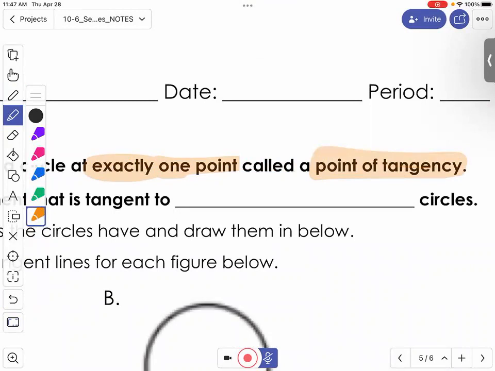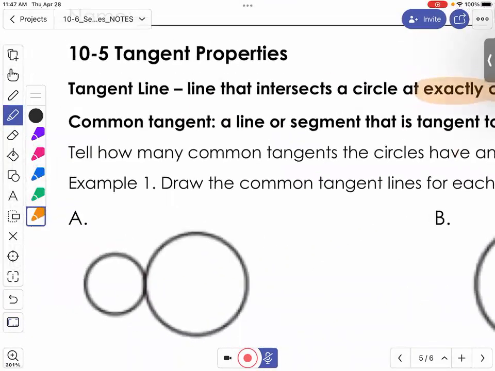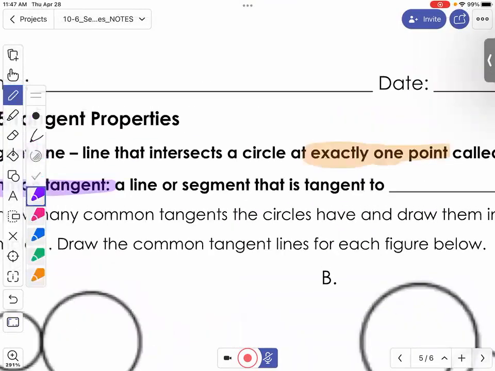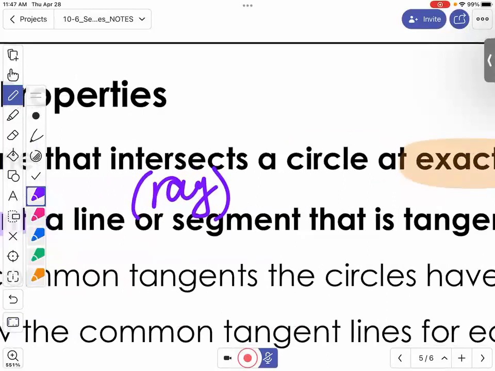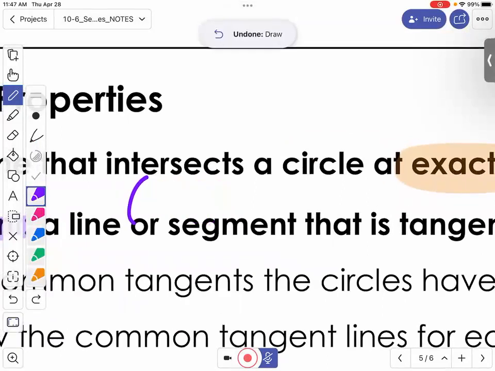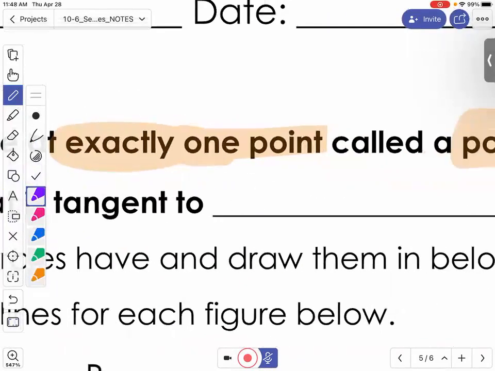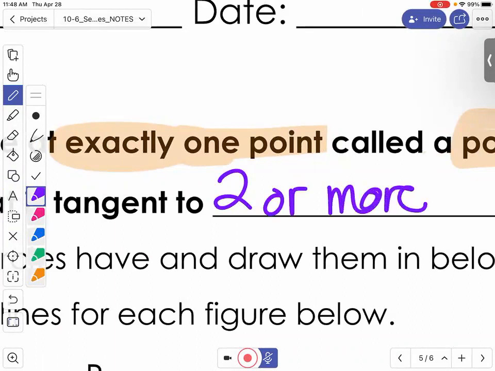Now that we start to bring in more than one circle, we also get what's called a common tangent. And for us, a common tangent could be a line, a segment, or a ray that is tangent to two or more circles. That is what gives us a common tangent.